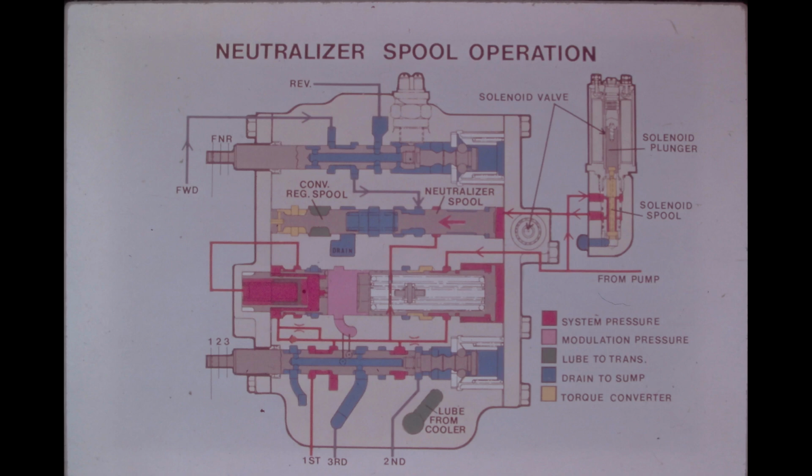A malfunction in the electrical circuit could also be the cause of a neutralizer problem. If the switch under the pad of the left brake pedal is stuck closed, the neutralizer spool will always remain applied. If the switch is not working at all, or if there's a broken wire or bad connection in the harness or solenoid coil, the solenoid plunger will not lift up.